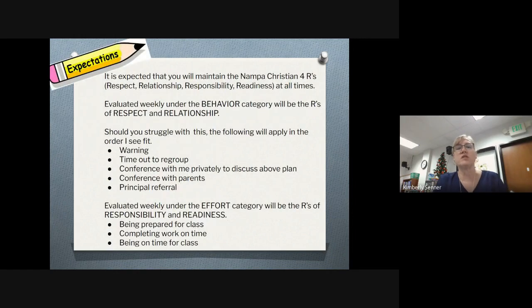All right, expectations. So it's expected that you will maintain the 4 R's: respect, relationship, responsibility, and readiness at all times. And that includes inside the classroom. You will be evaluated for a behavior grade every week. It doesn't affect your overall grade in the class, but it gets reported to your parents on how you're doing with respect and relationships. And should you struggle with these, the following will apply.